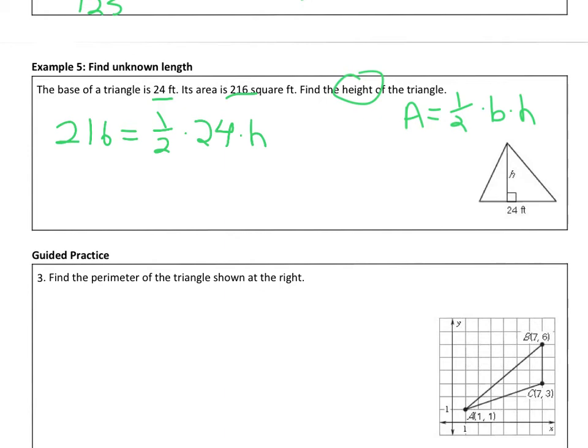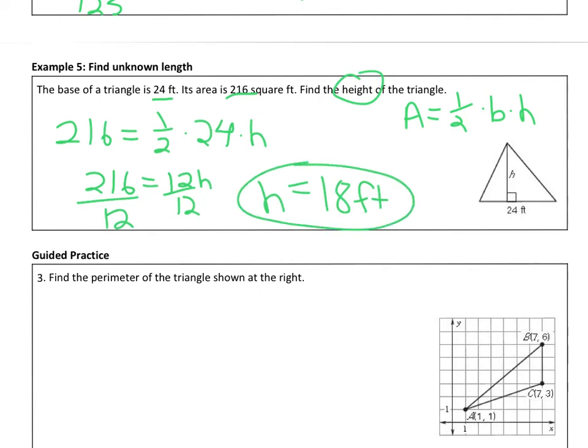So this comes down to you simplifying and then solving this as an equation. So it's just me taking the area formula, substituting what I know, solving for what I don't know. So 216 equals 1/2 times 24 is 12, so 12h. And then to finish solving this, I divide by 12. So the height of that triangle, 216 divided by 12, is 18 feet. It's very important that we remember units, all right? That we include units in our answers.